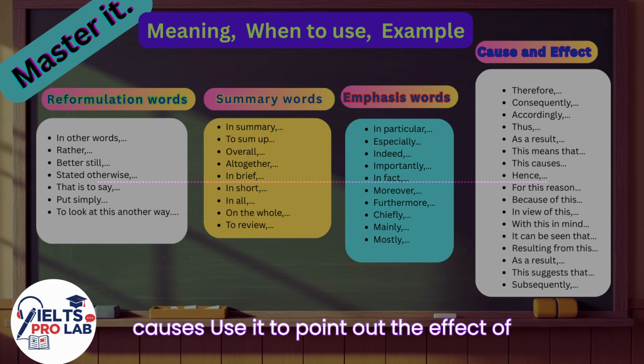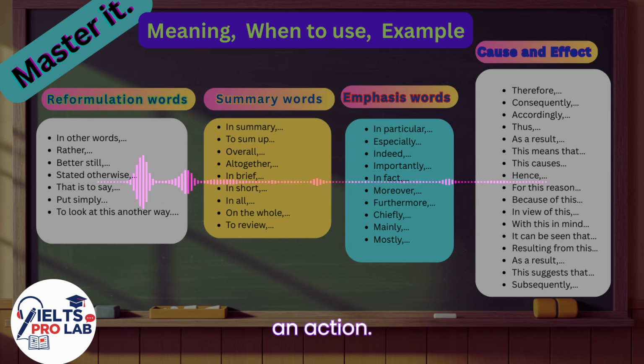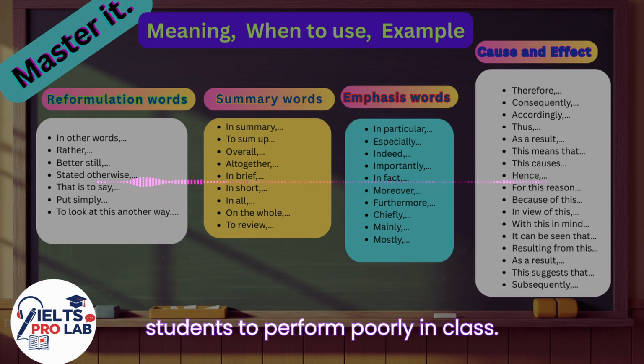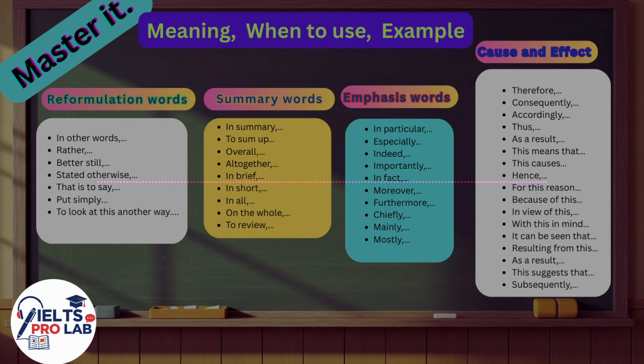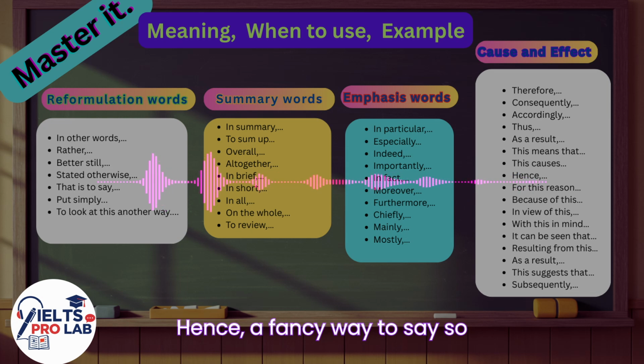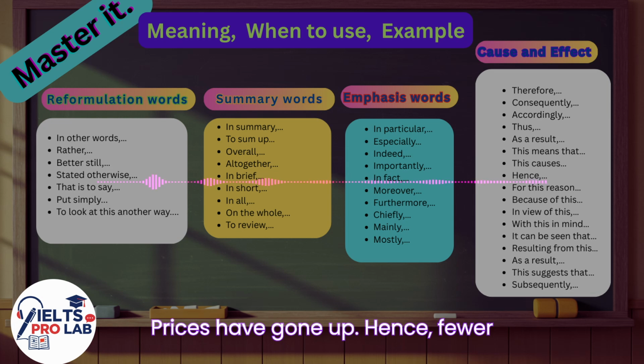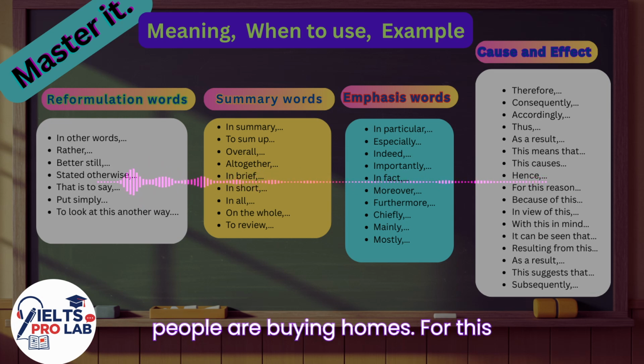This causes. Use it to point out the effect of an action. Example sentence. Lack of sleep affects focus. This causes students to perform poorly in class. Hence. A fancy way to say so or because of that. Example sentence. Prices have gone up. Hence, fewer people are buying homes.